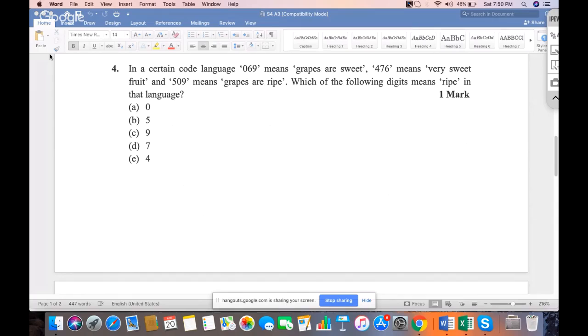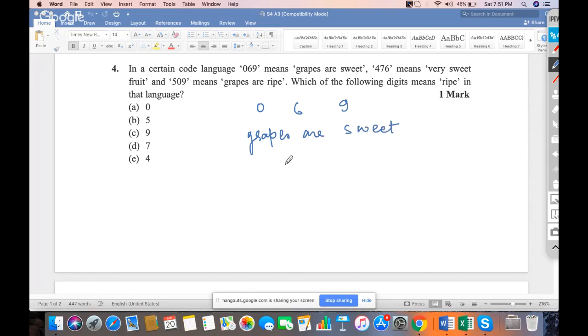Question 4, I am getting different answers, so I will solve it for you. 069, grapes are sweet. Great. 476, very sweet fruit. Now from these two, sweet is common and 6 is common. So 6 is for sweet.